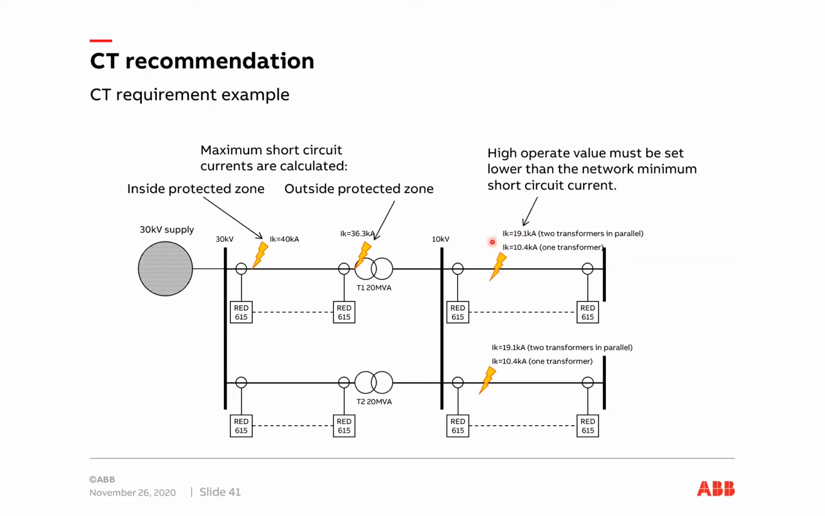Now, why is this important? Well, it's important when we set the high operate value for the differential protection, because it must then be set lower than the minimum short circuit current. So that's why you need to look at the whole picture here, and not only the line that you are protecting.